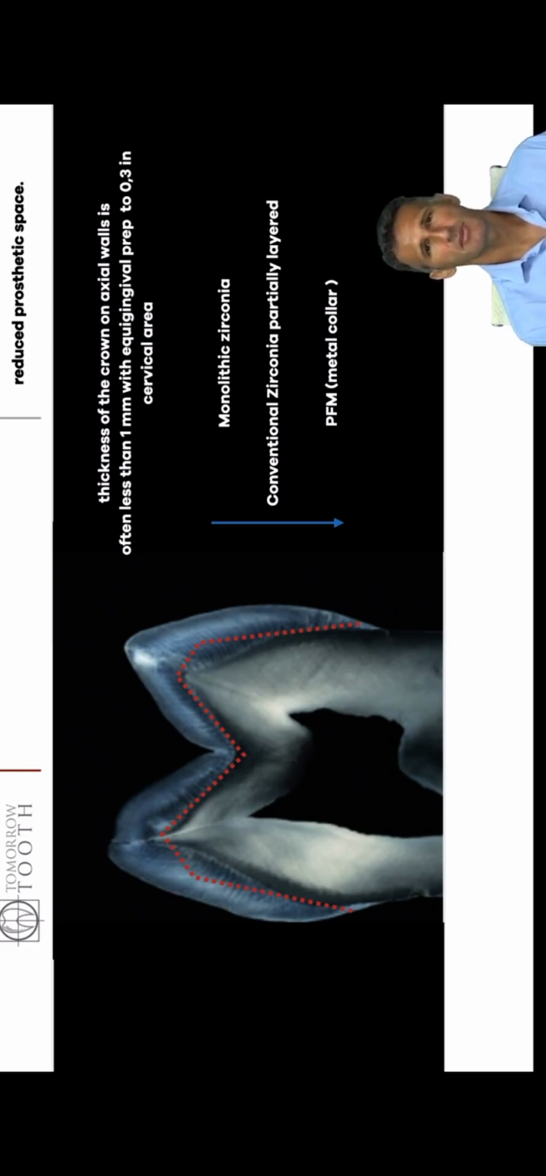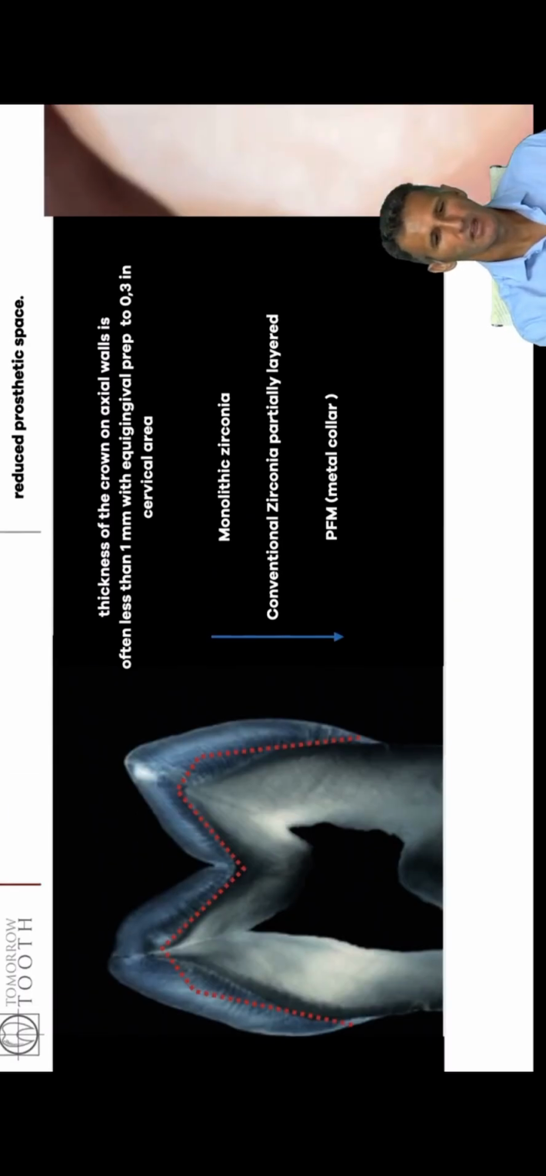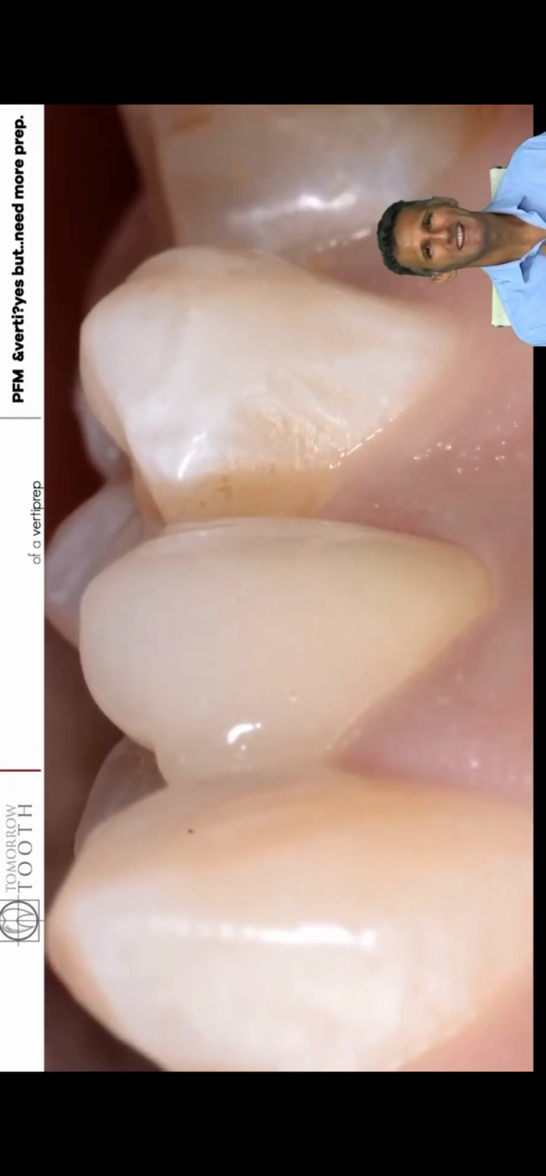With a PFM, because we have the metal, the opaque, and a bit of ceramic, you need some space, okay? So you cannot combine the minimally invasive protocol, and so often the immediate impression, with a PFM, okay? You can work in an amazing way with PFM, with vertical preparation, but not with the minimally invasive protocol, okay?